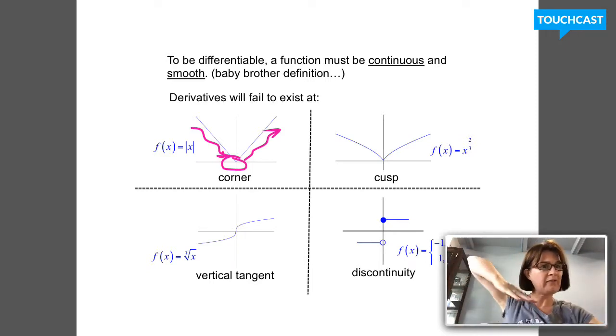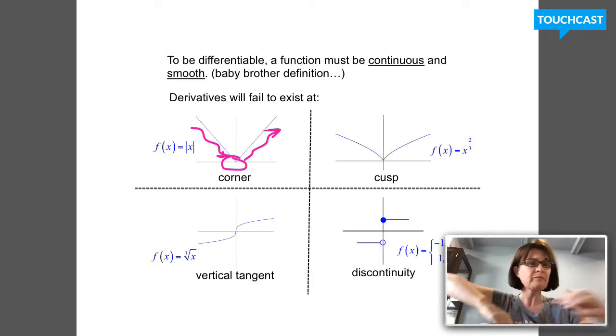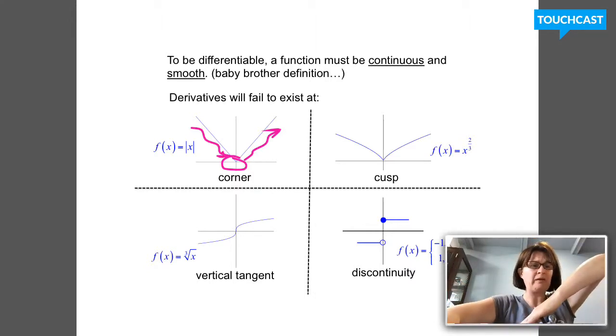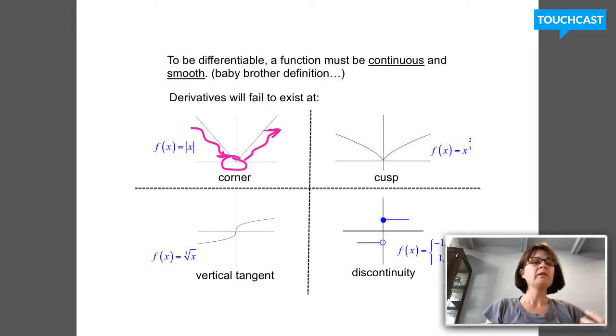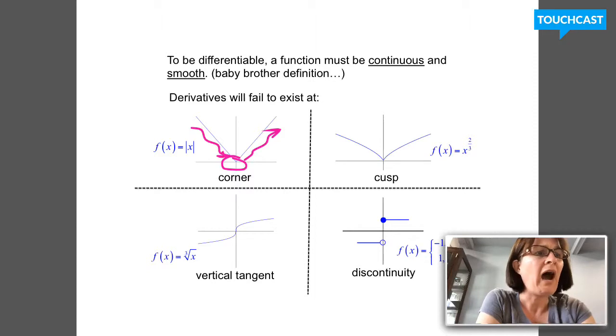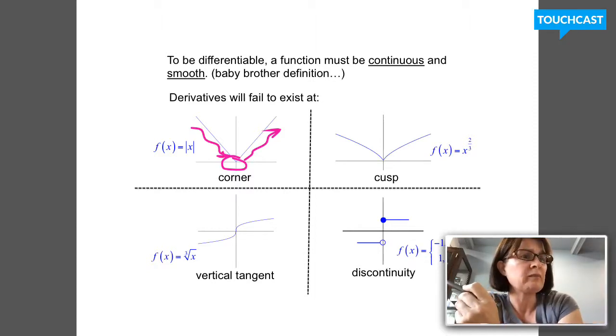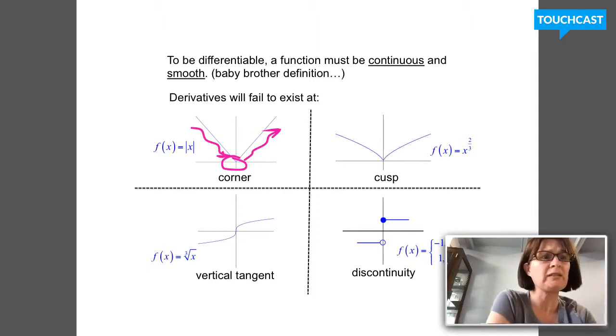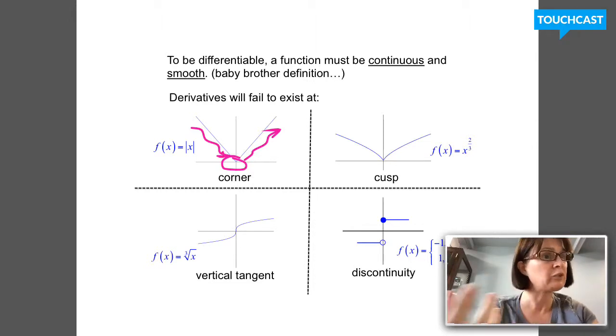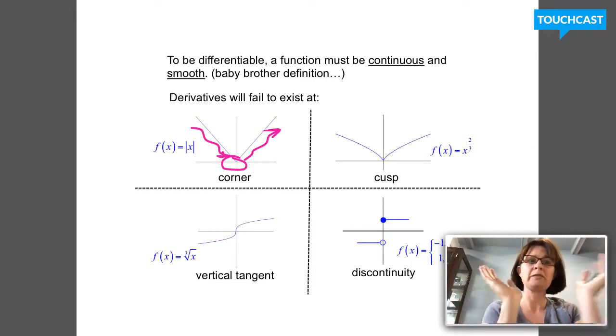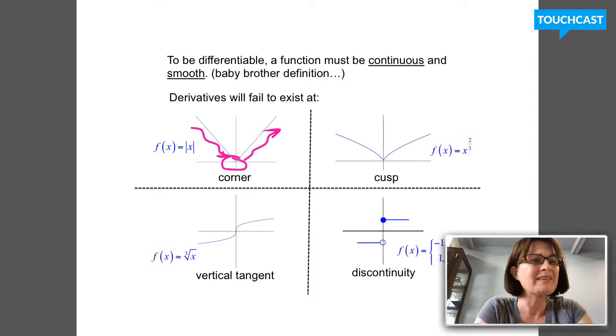Because if you were coming along the left piece, the slope was negative 1. If you're trying to come along the right piece, the slope is positive 1. So here's our first problem. My slope from one direction is one number, my slope from the other direction is another number. And since a derivative is a limit, my limits from the two sides don't match, you will not be able to find the derivative of a function at a place where there is a corner on its graph.